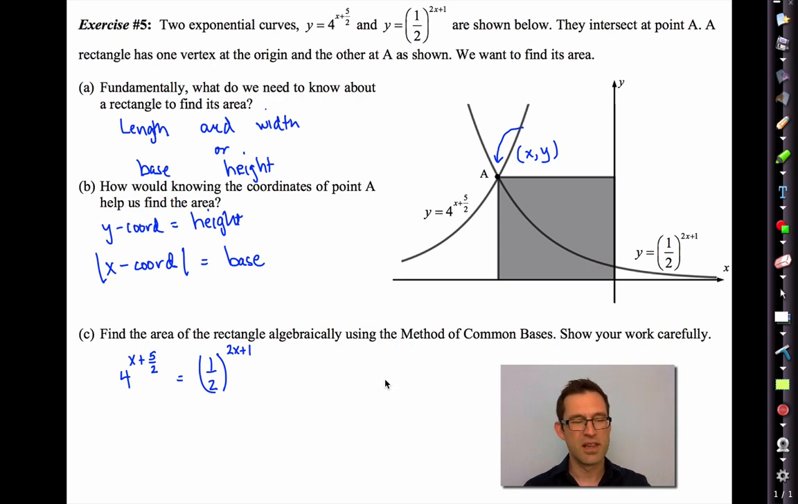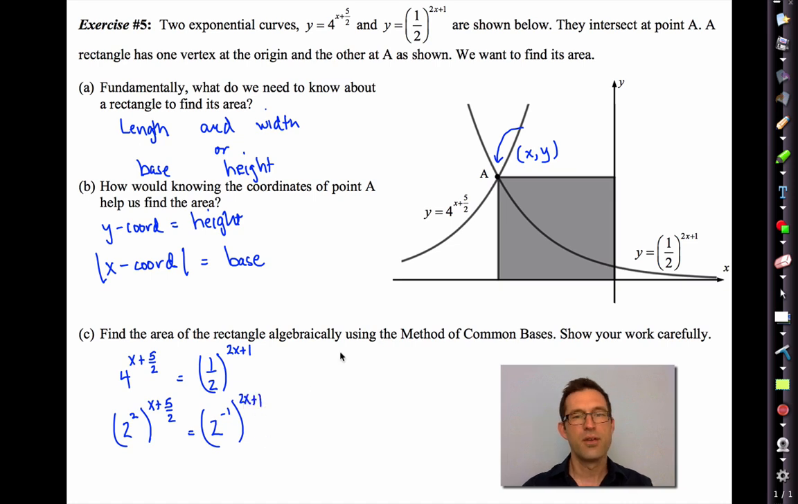All right, let's do it. Shuffle my notes a little bit so that I can make sure I see the proper answer at the end. Well, the common base is a base of 2. 4 is 2 squared, so I'll write that. 1 half is 2 to the negative 1.